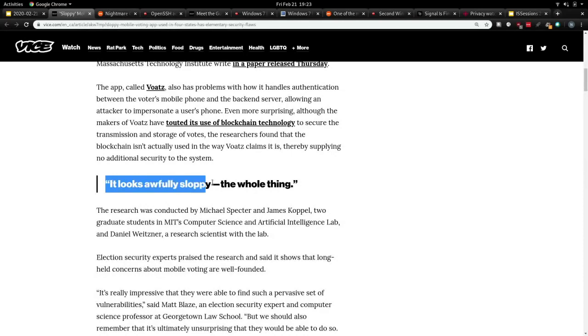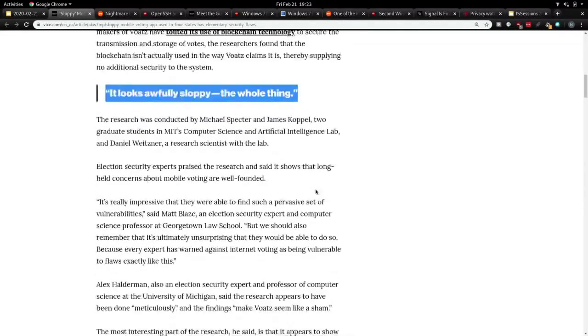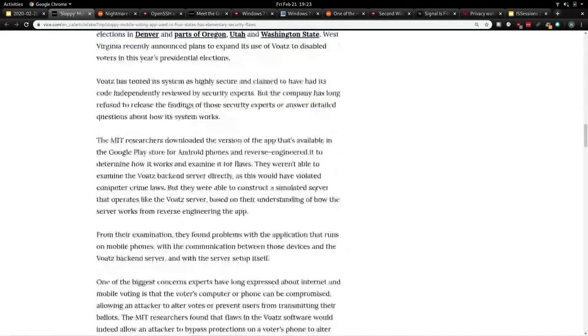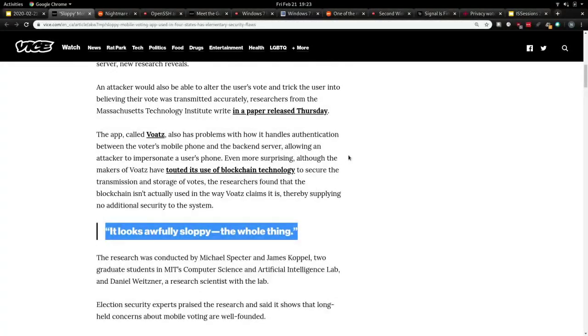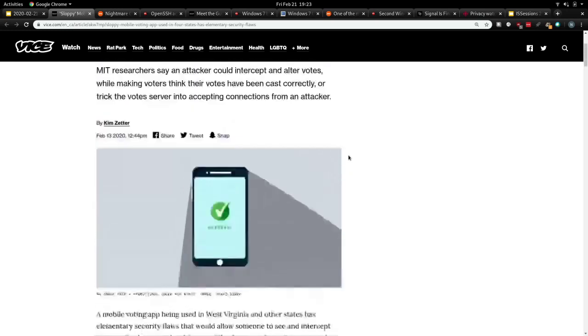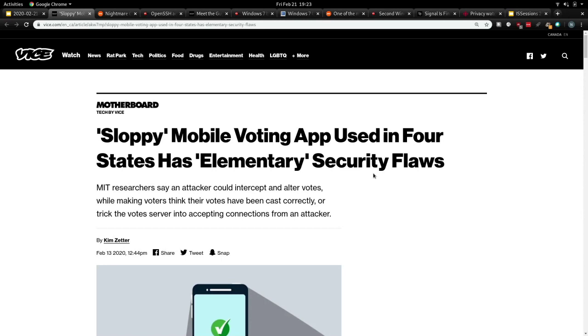The company has made a lot of claims that their app system is very secure, and they also marketed it using buzz terms like blockchain. But when the researchers actually took a look at the code and their implementation, they noticed that they didn't implement blockchain in a way that gets the benefits of blockchain, because the app interfaces with a web server using standard HTTP. All the votes get funneled to a centralized web server, and then it goes out to the blockchain. The security researchers couldn't reverse engineer the web server because that would be in violation of some legal laws, but they managed to recreate a web server locally and trick the mobile app into talking to it.